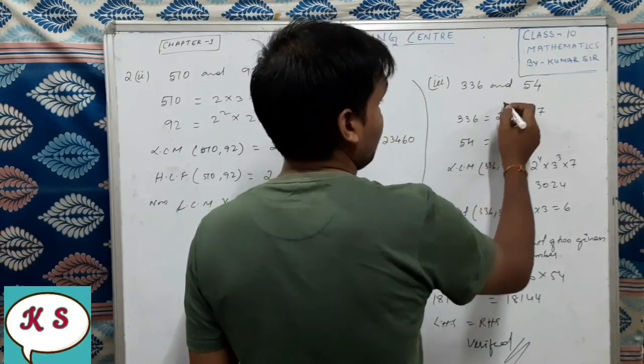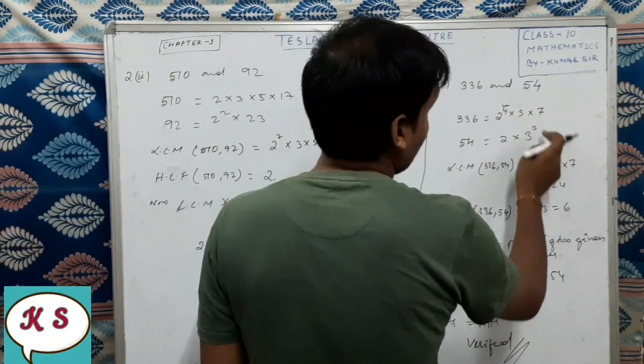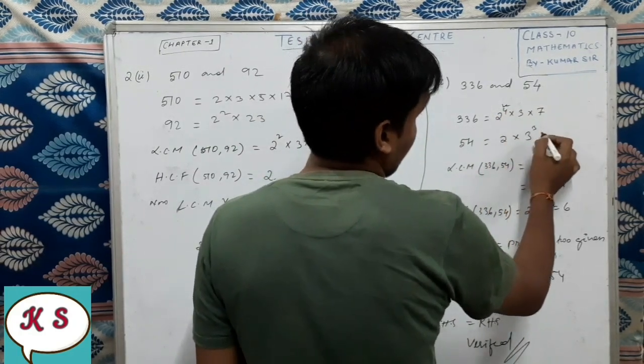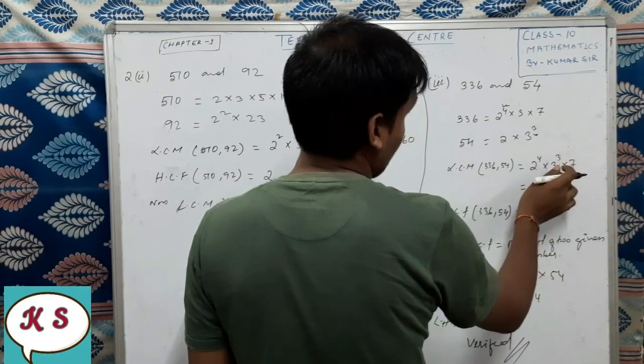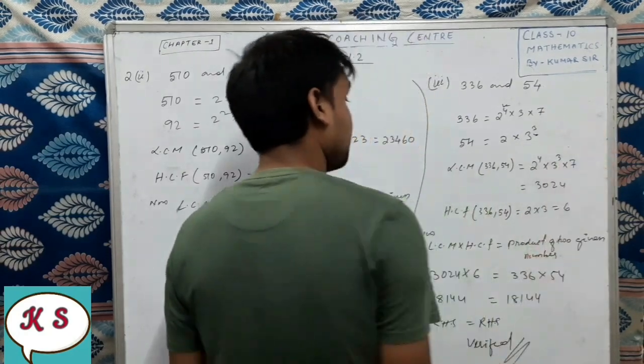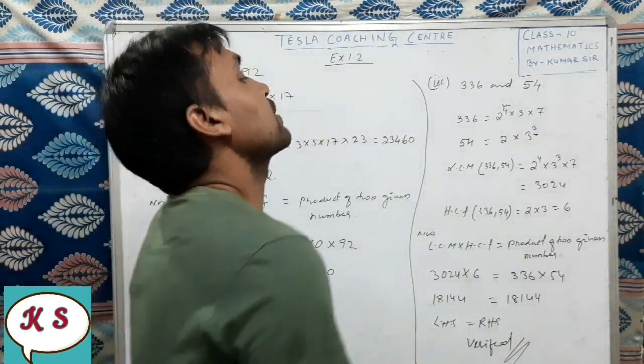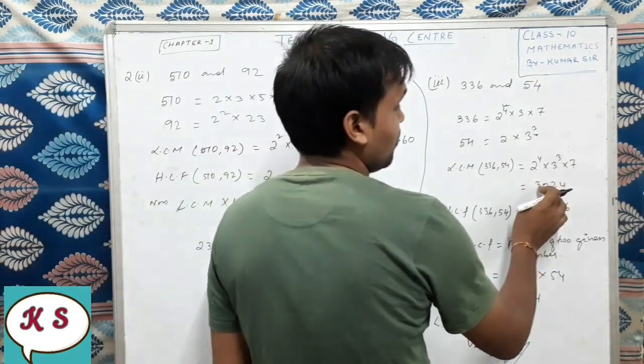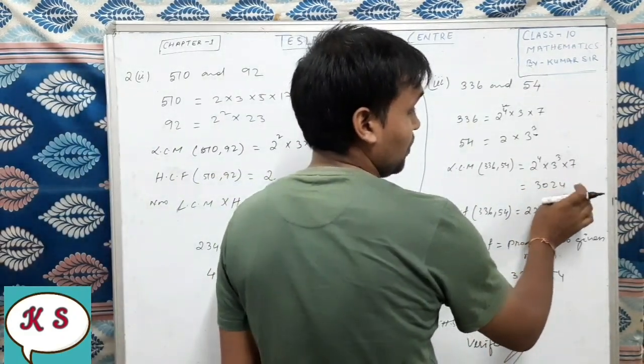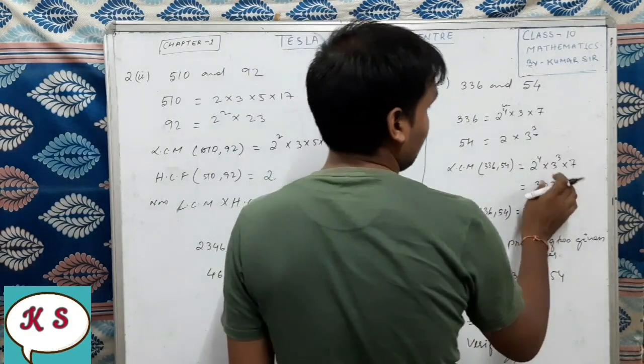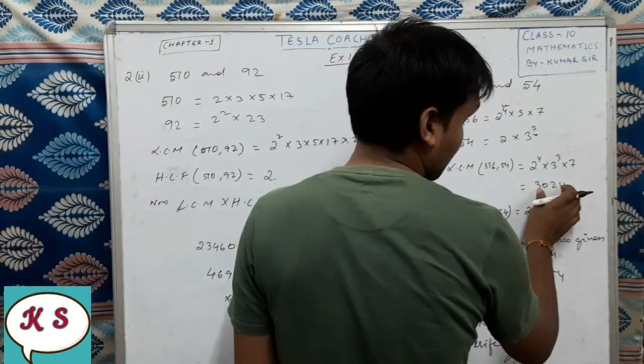Among these, which one is highest? 2 to the power 4. So 2 to the power 4, and 3 to the power 3, which one is highest? 3 to the power 3. So 3 to the power 3, and here 7. We will take it. So when you multiply all this, you will get 3024.